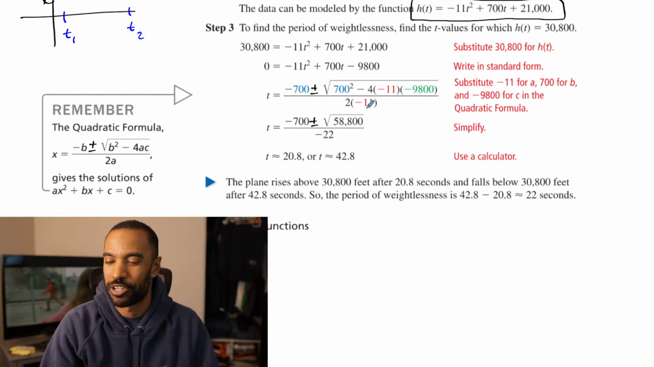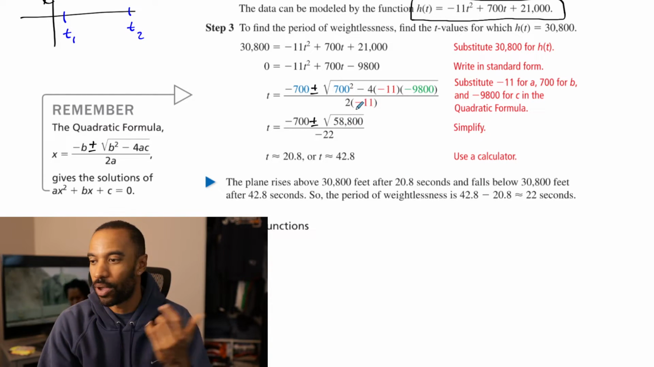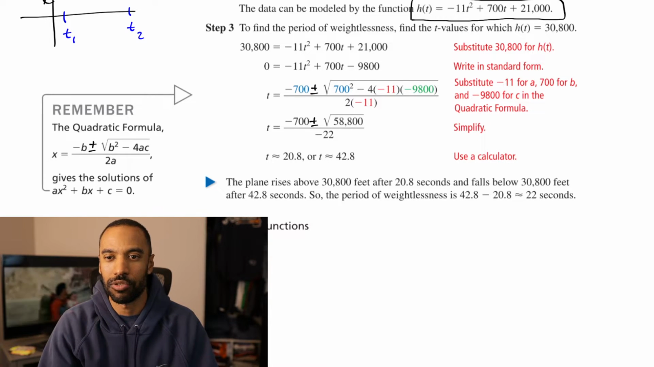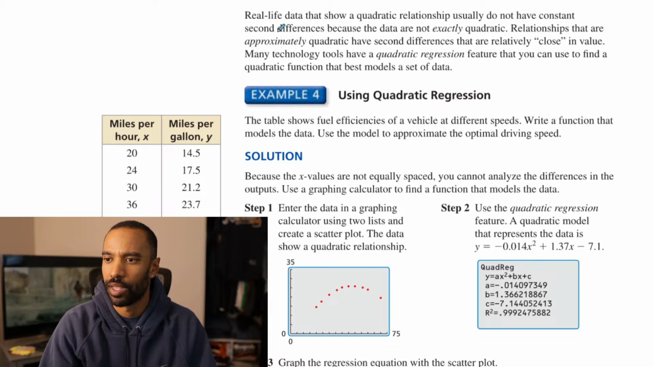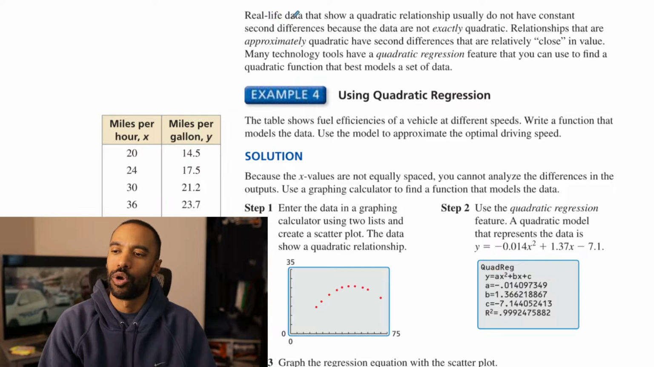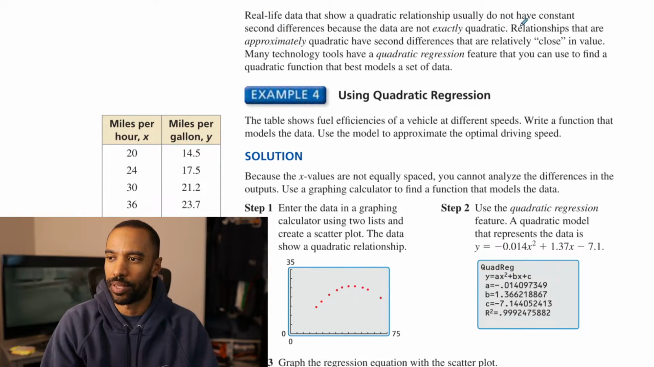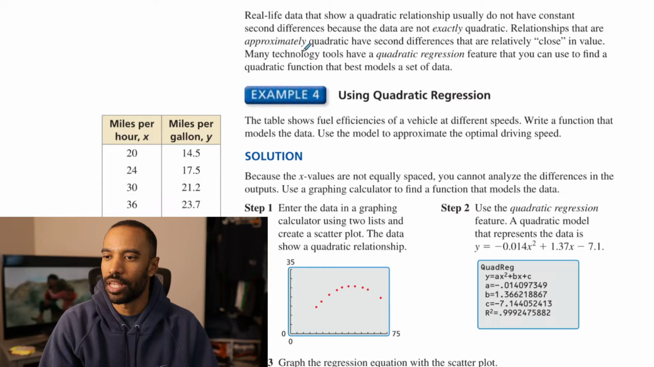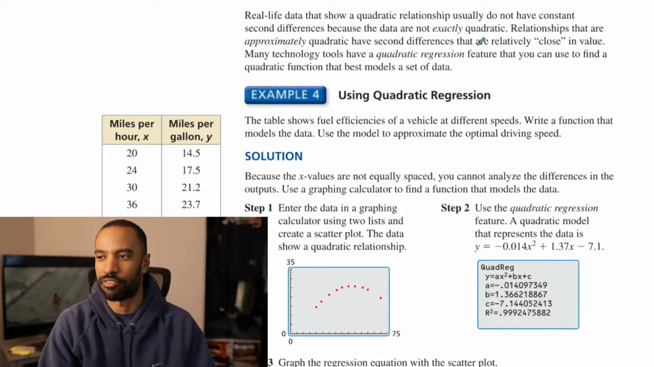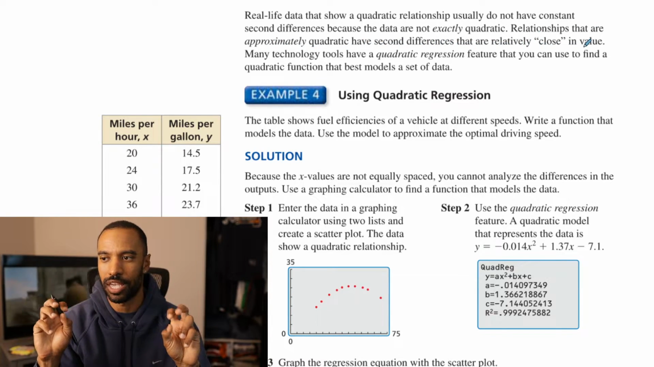A lot of safety measures in play. Okay, so there's that one there, and they use standard form. So we're going to have to definitely practice a lot of standard form with that. And probably finally, real-life data shows that a quadratic relationship usually does not have constant second differences because the data are not exactly quadratic. Relationships that are approximately quadratic have second differences that are relatively close in value.